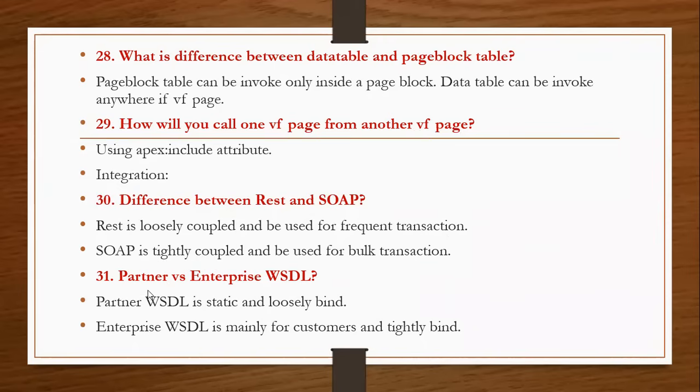Next, partner and enterprise WSDL. Partner WSDL is static and loosely bound. Enterprise WSDL is mainly for customers and tightly bound.